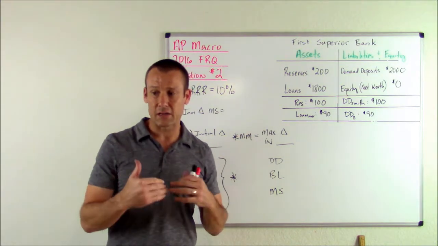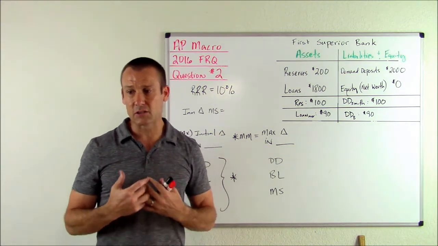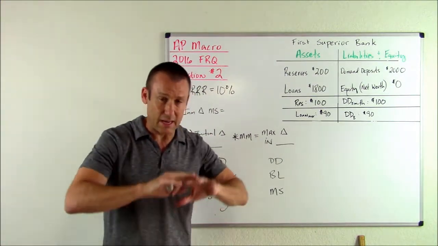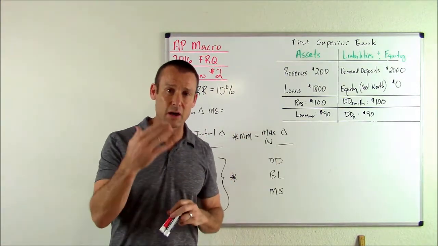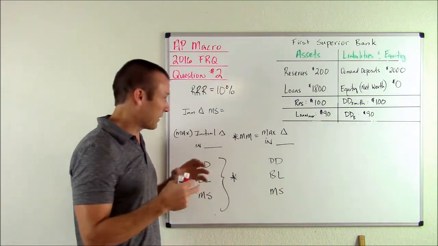C, as a result of Mr. Smith's $100 cash deposit, calculate the maximum change over time in each of the following in the banking system. We're moving from just looking at a single bank now to the entire banking system, and now we want to use our money multiplier.